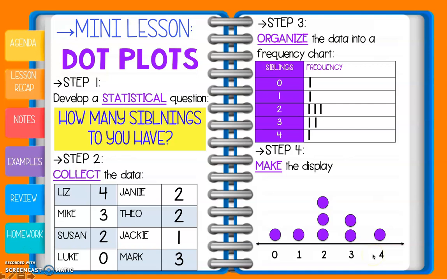Now, after we get all of our dots on our dot plot, the last thing that we need to do is give it a title so people know what our data is about. So I'm just going to title this number of siblings. That tells people that this data is about the number of siblings that people have.